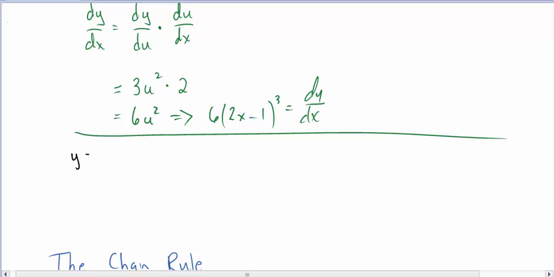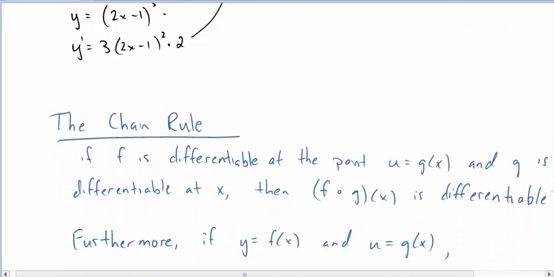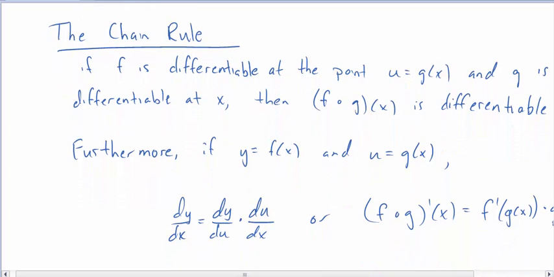But if I had y equals (2x minus 1) to the third, and I wanted y prime, I'm going to use the power rule on the outside. And the inside doesn't change. That's my derivative with respect to the inside, times the derivative of what's inside, times 2, and we get right there. And we'll do some practice with this, don't you worry now. But formally stated, here is our chain rule.